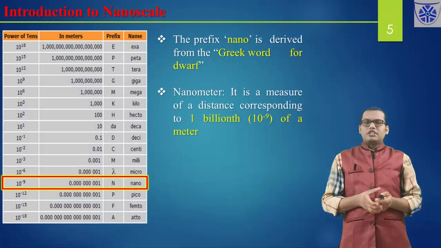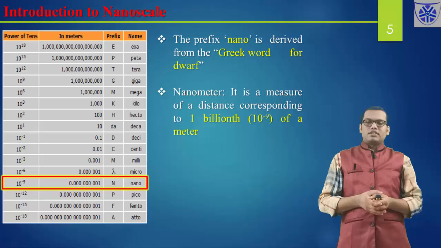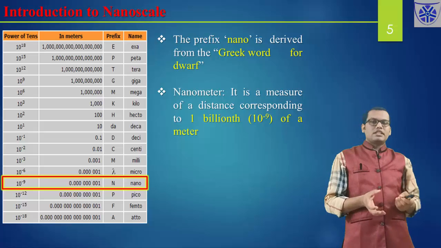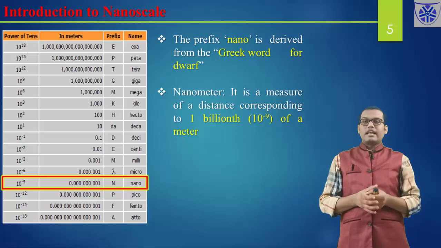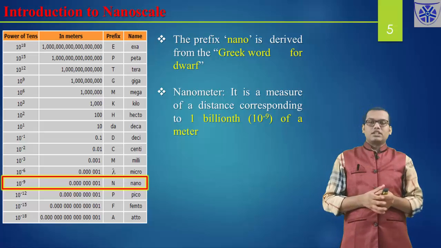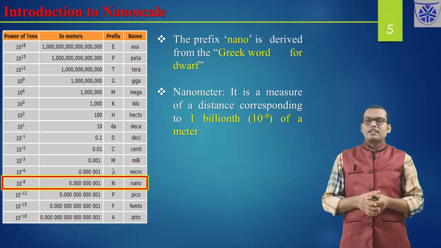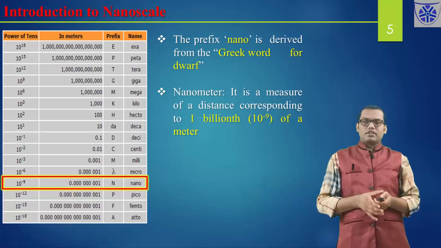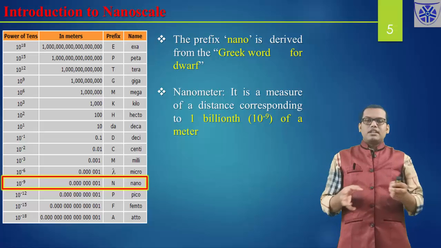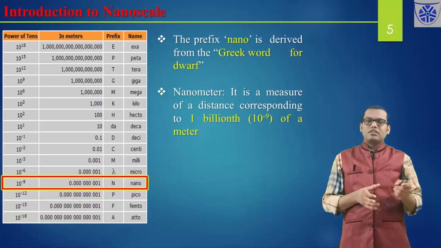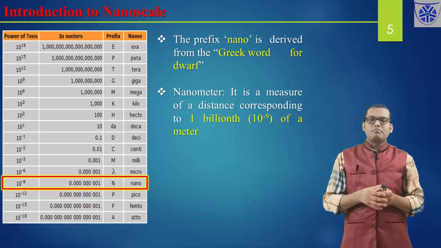Specifically, mathematically, what do you mean by nanometer? Like you know micrometer, millimeter, centimeter, the nanometer is the distance corresponding to one billionth of a meter. I have highlighted that. 10 to the power minus 9 meter is basically what you call 1 nanometer. So this is the mathematical expression: 1 nanometer equals 10 to the power minus 9 meter.